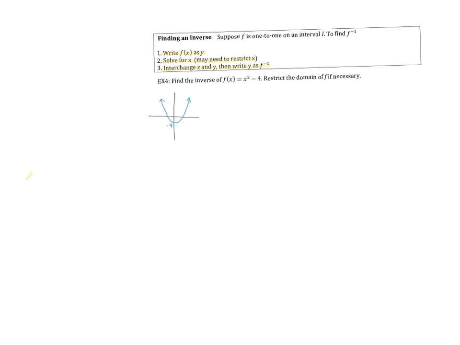So it looks like I'm going to have to break this up into two functions. To the left, I'll call this f sub 1 of x, and that would be x squared minus 4 for x values that are less than or equal to 0. And then to the right of the vertex, I'll call this f sub 2. So f sub 2 of x is equal to x squared minus 4 when x is greater than or equal to 0. Alright, so now I have these two 1 to 1 functions. I can find the inverse.